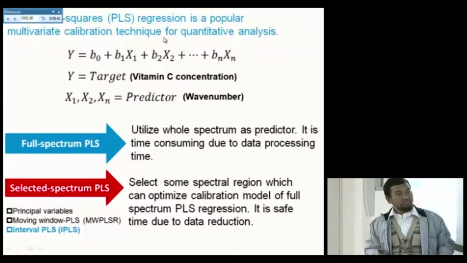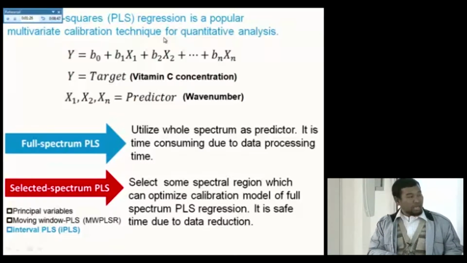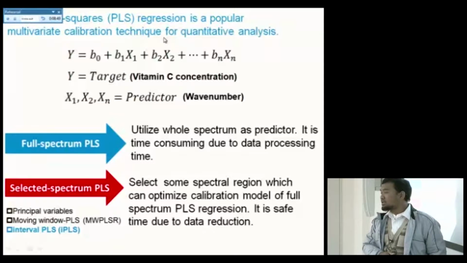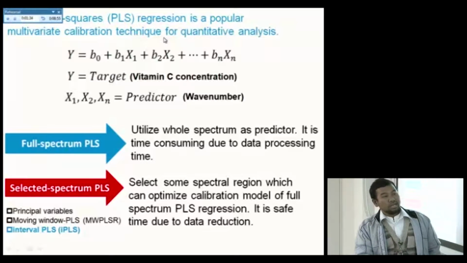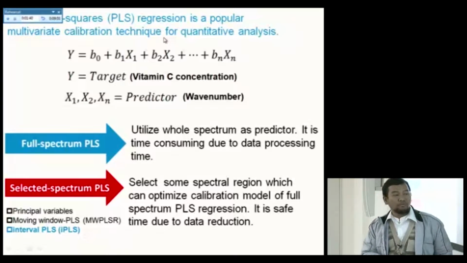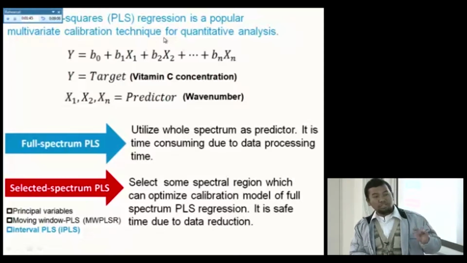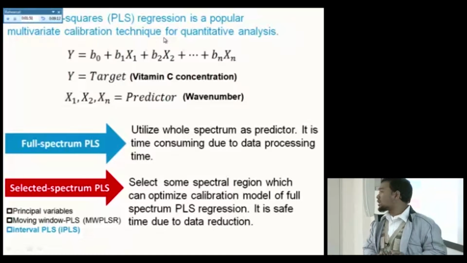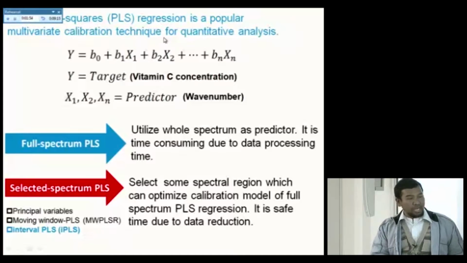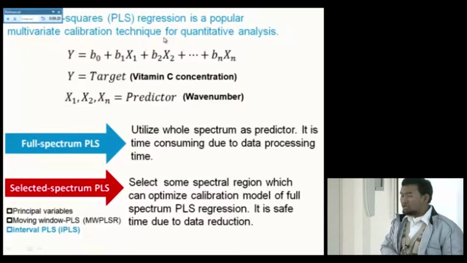So that's why we use these methods, IPLS or interval PLS, as one of the selected spectrum PLS in the present study. By using these methods, we can select only some spectral regions which can optimize the calibration model of full spectrum regression. Why? Because we use only important variables which have relation with the vitamin C determination. And of course, it saves time because of data reduction.